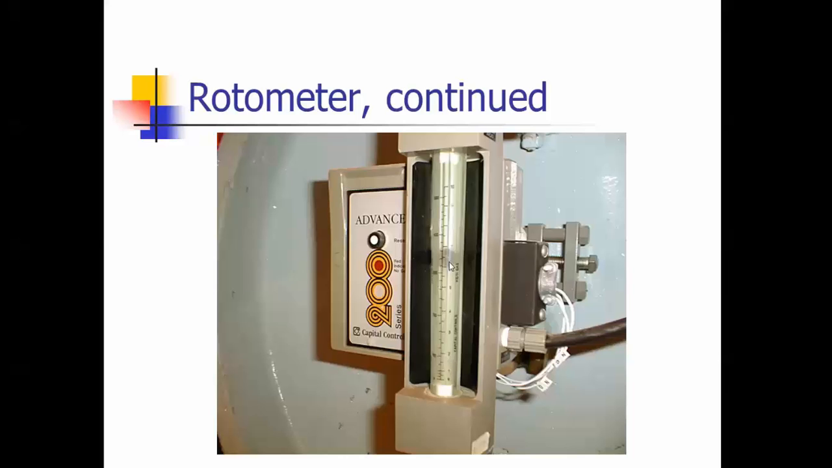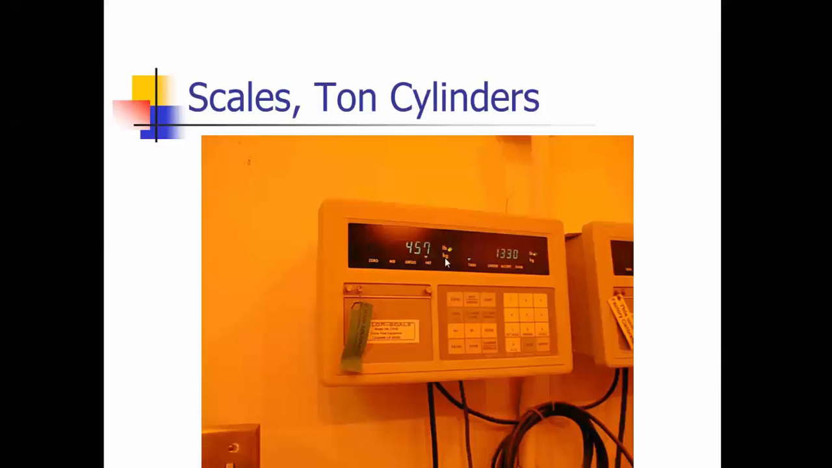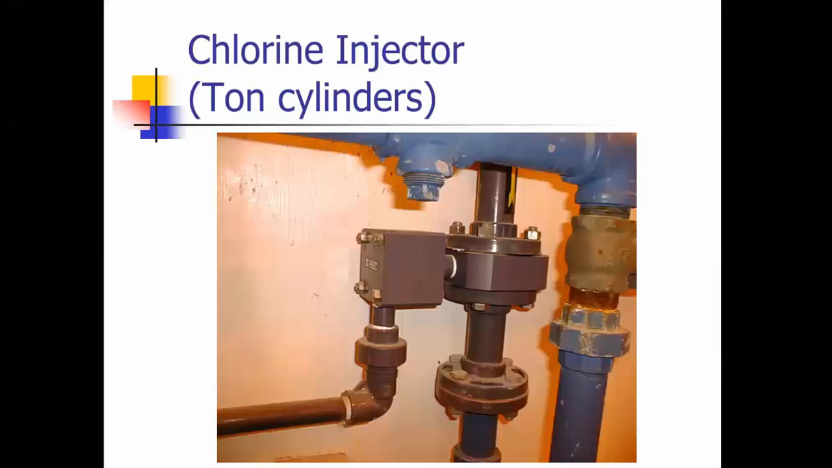This is a Rotometer. This is your pounds per day where that ball sits. These are your cylinders. This tells you the weight that's left in there. It helps you calculate your use of your pounds per day. This is an injector that is used to eject the chlorine gas into the line.